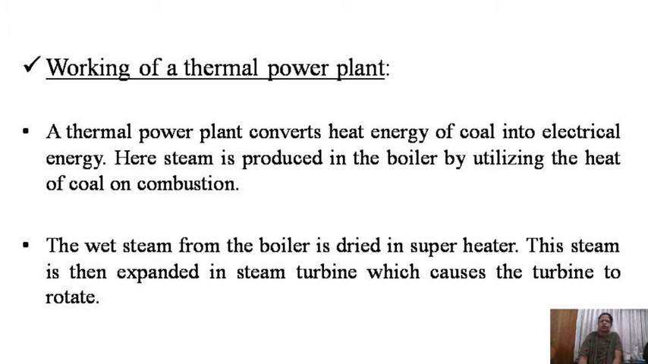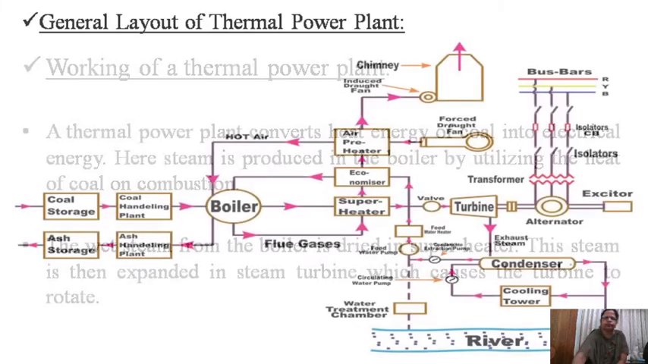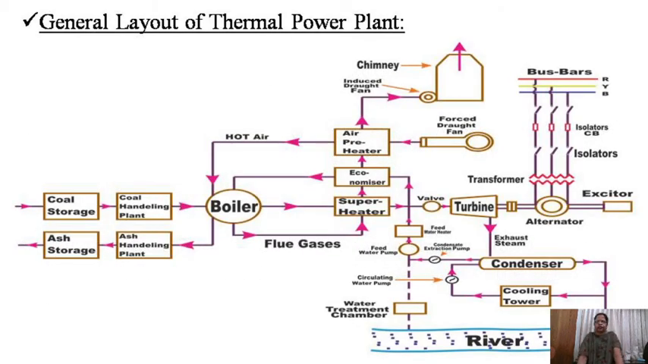The condensed steam, or the exhaust steam from the steam turbine, is condensed and then again passed on to the boiler. Now this is the general layout of the thermal power plant. It consists of the coal storage, coal handling plant, ash storage and ash handling plant. This is known as the fuel system, and then the boiler in which the steam is produced, and then the air preheater, economizer and superheater.